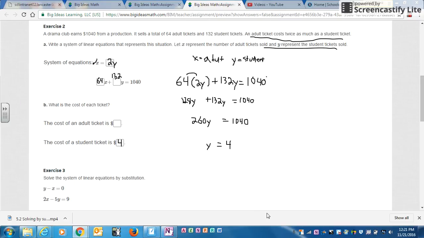Okay, that was exercise number 2. And hopefully you were able to solve that on your own, but if you weren't, here it is.